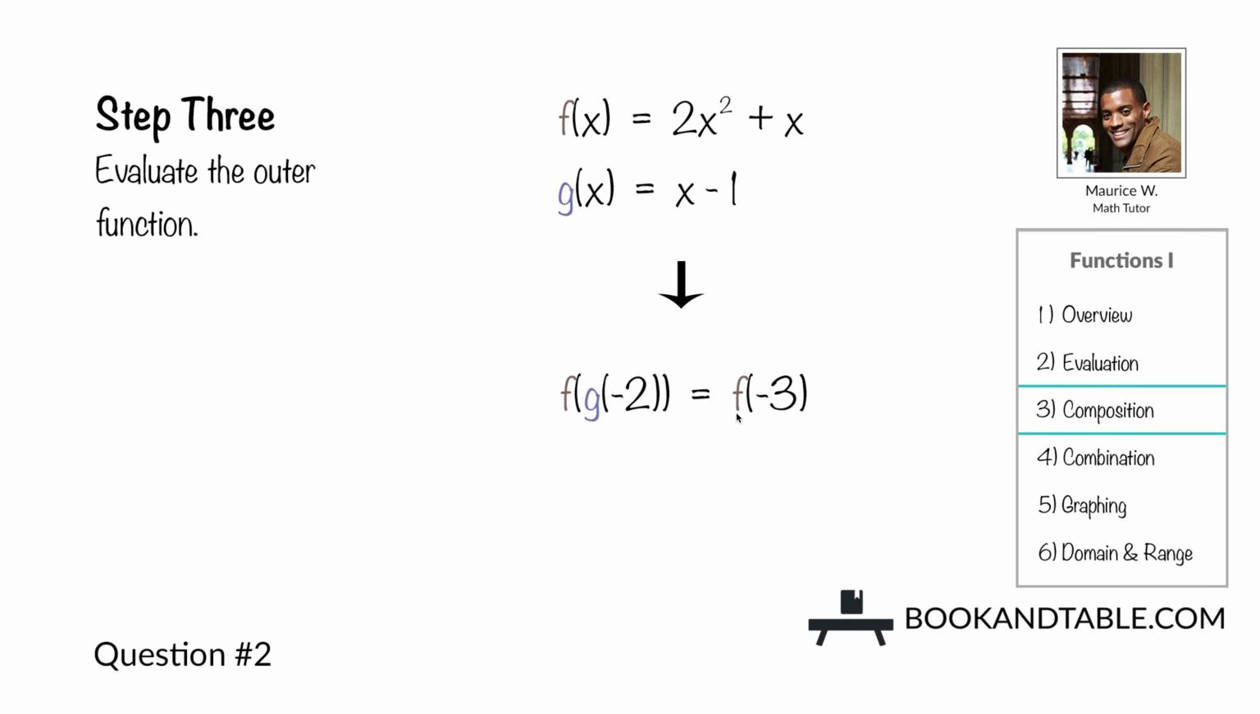And now we can evaluate the outer function f for negative 3, giving us negative 3 plugged in for x here and here in the f function, which would be 2 times negative 3 squared minus 3. Negative 3 squared is 9. 2 times 9 would give us 18. And 18 minus 3 is equal to 15. So we see the answer to question number 2 is f of g of negative 2 is equal to 15.